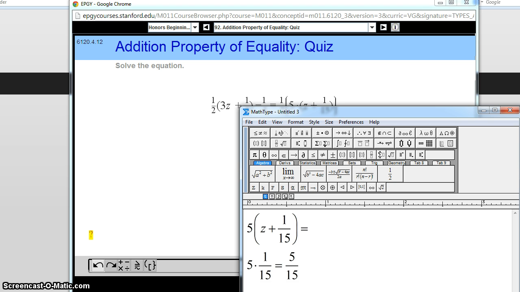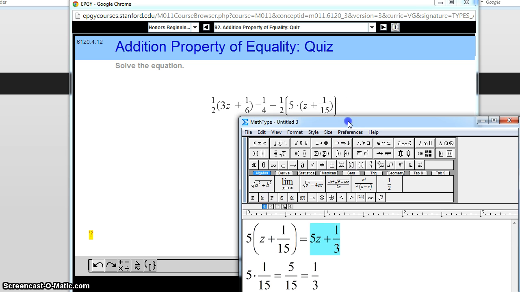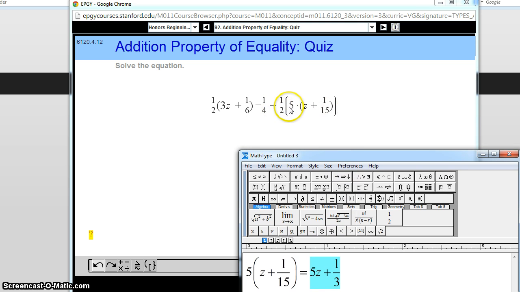And what does 5 over 15 equal? Well, that's 1/3. You can reduce that. You can see that 15 is the product of 5 and 3, and the 5's cancel out, and you're left with 1/3. So we said 5 times z, so we get 5z, and then plus, well, we said 5 over 15 is 1/3, so let's write that out. 1/3. Okay, so this is our term. This is how we simplified this inside area.